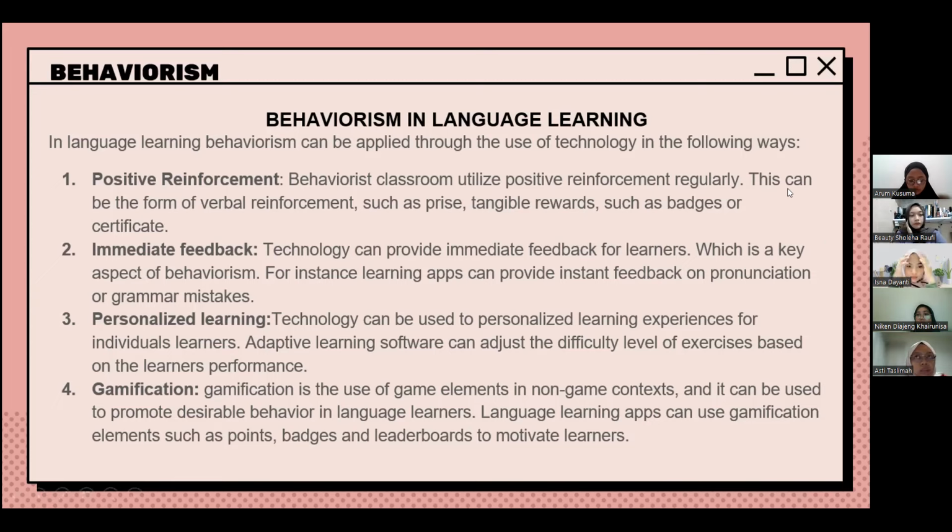The second is immediate feedback. Technology can provide immediate feedback for learners. This is a very important part of the learning process, that we give feedback to the students, which is a key aspect of behaviorism. For instance, a learning application can provide instant feedback on pronunciation or grammar mistakes. So there must be many applications for correcting grammar. The third is personalized learning.